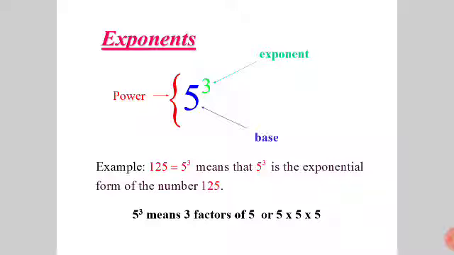5 cube is the exponential form of the number 125. 5 cube means 3 factors of 5. 5 is multiplied by itself 3 times. That is called 3 factors of 5.